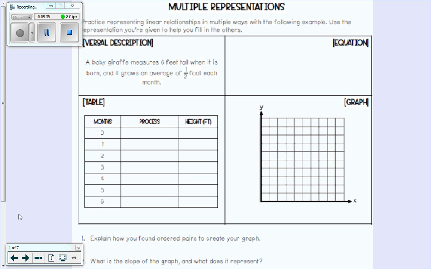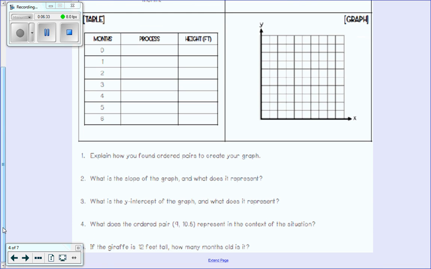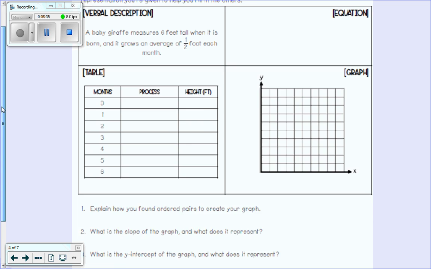All right. Turn it to the next page. So now we're going to look at multiple representations to represent a situation. There's multiple ways to represent the same information. So we're going to practice representing linear relationships in multiple ways with the following example, and we're given a situation. So we're going to use the representations given to help fill in these other parts, and then we do have questions.